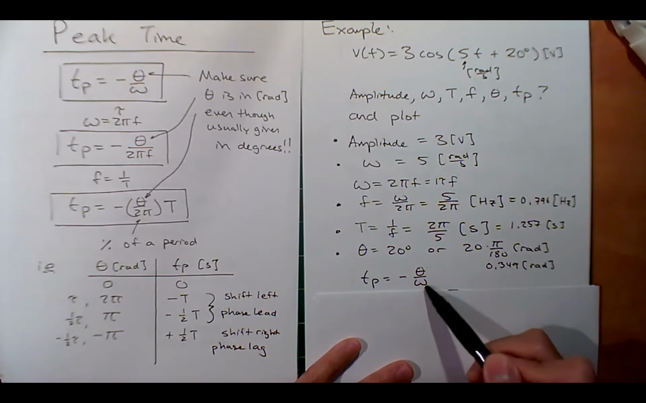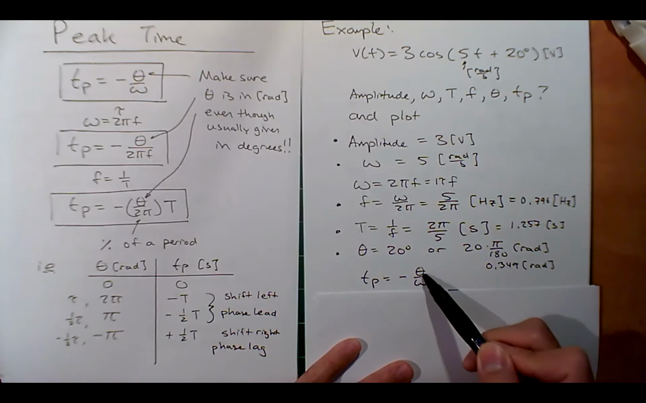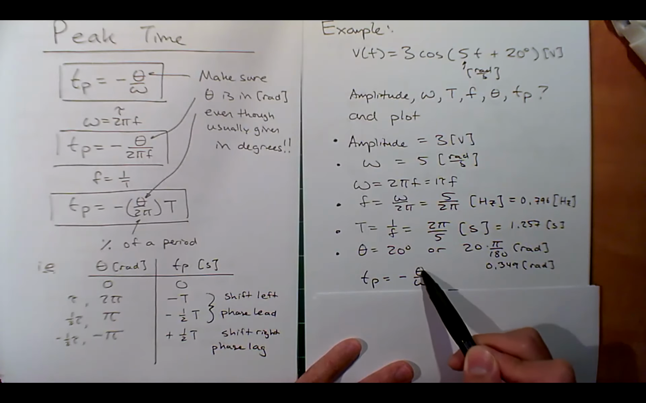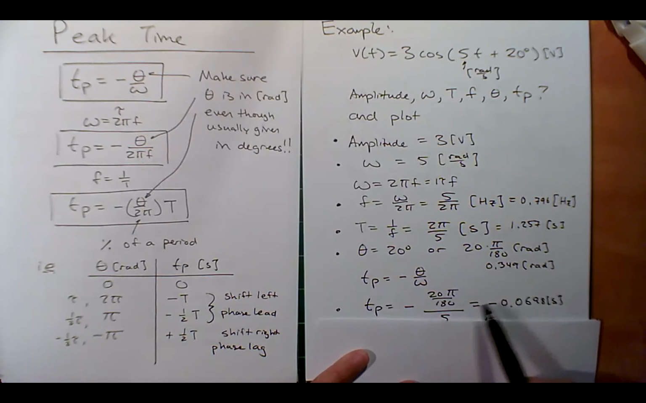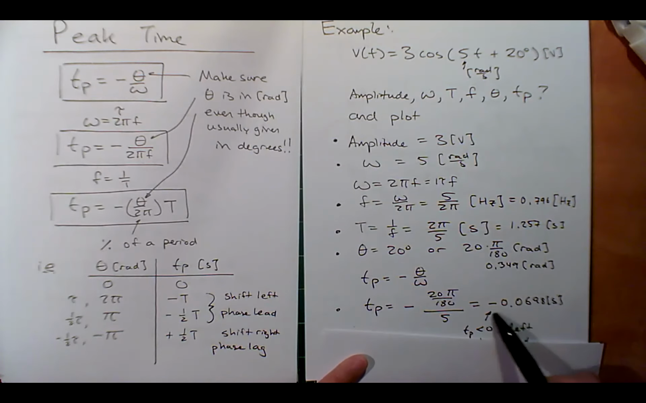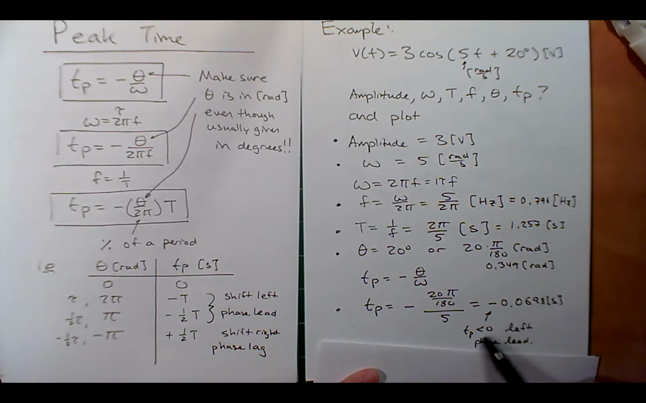Peak time is minus theta over omega. So remember, when I calculate this peak time, these have to be consistent units. I can't use degrees anymore. I have to use radians, so I have to use this 0.34 guy. I can't use the 20. So 0.34 over omega, which was 5. I get negative 0.0698 seconds.